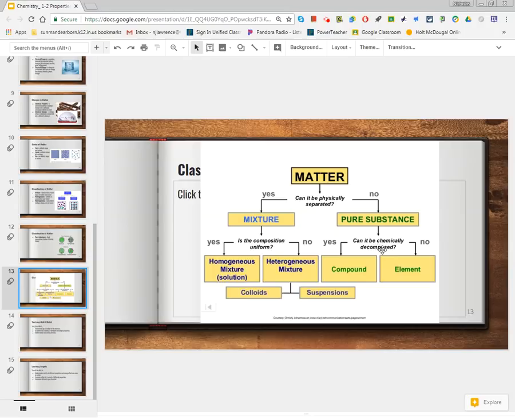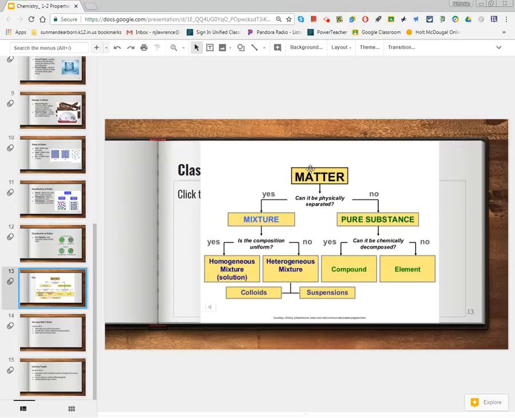So now we ask ourselves, on a chemical level, is that gold being bonded to something, or is it just simply gold by itself? Since it's simply gold by itself, we would consider gold an element. It is an atom with a certain amount of protons, and it is a pure substance.